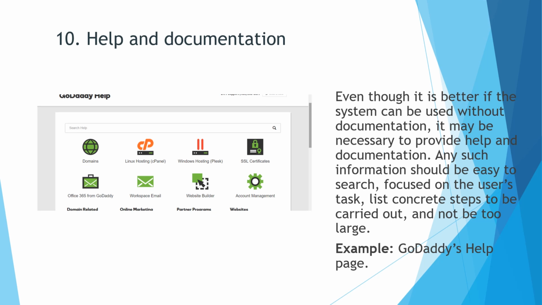Now, the last step of the Nielsen heuristics concerns documentation that will help users understand how to perform their tasks. Even though it's better if the system can be used without this, it may be necessary to provide help and documentation. Any such information, though, should be easy to search, focused on the user's tasks, list concrete steps to be carried out, and not be too large.